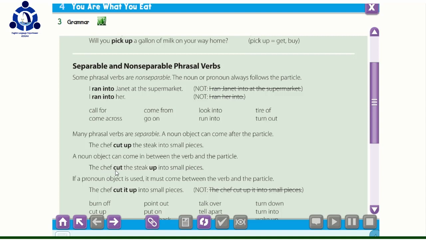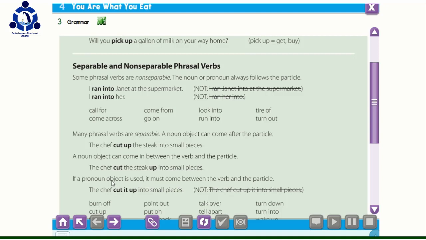The chef cut the steak up into small pieces. Look at the noun object. It became between cut and up, so we separated them with the noun object. Okay, so cut up is an example of a separable phrasal verb. If a pronoun object is used, it must come between the verb and the particle.